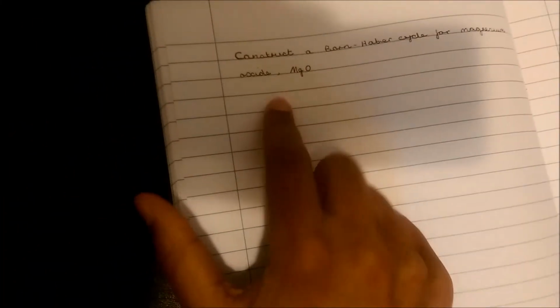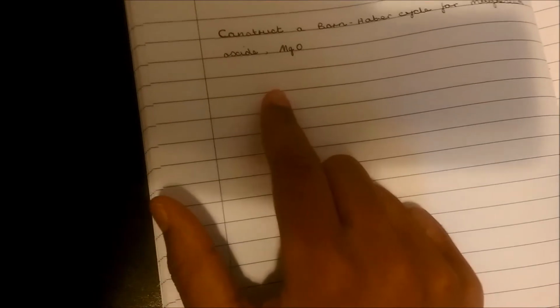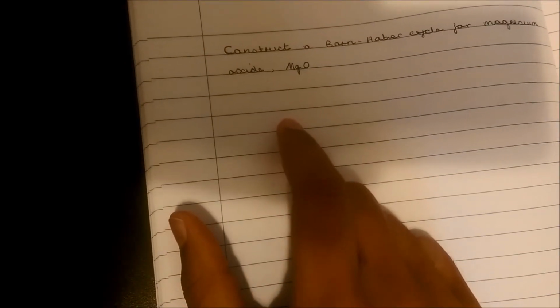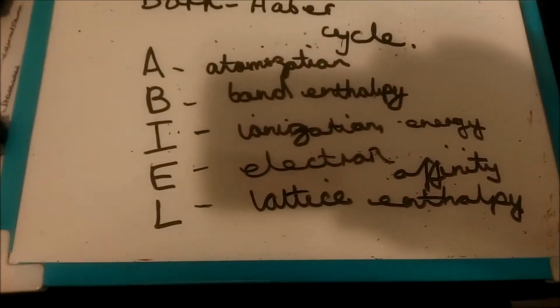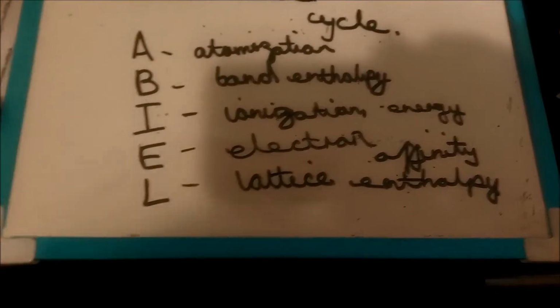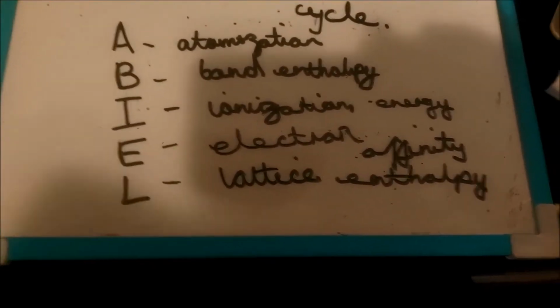So, what do we do here? Well, step one is to remember the helpful mnemonic that I gave you earlier, ABIEL, and use this to construct your Born Haber cycle.